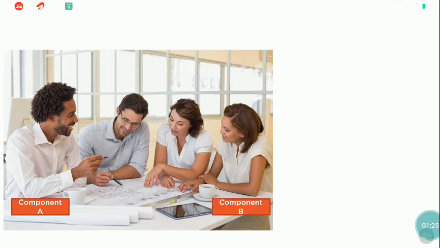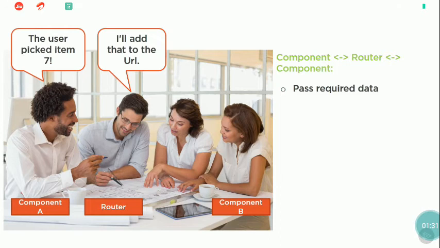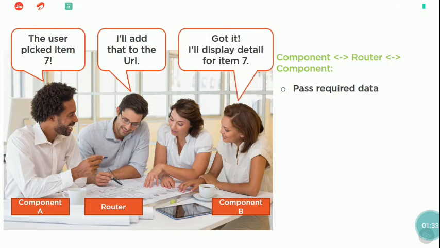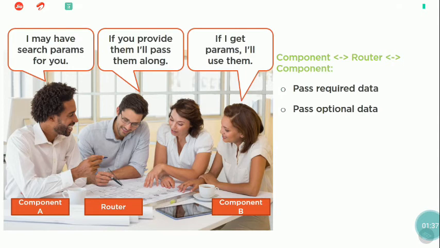Another option for intercomponent communication is the router. For example, a component needs to pass a value to a routed component, or the component wants to pass optional data to a routed component.